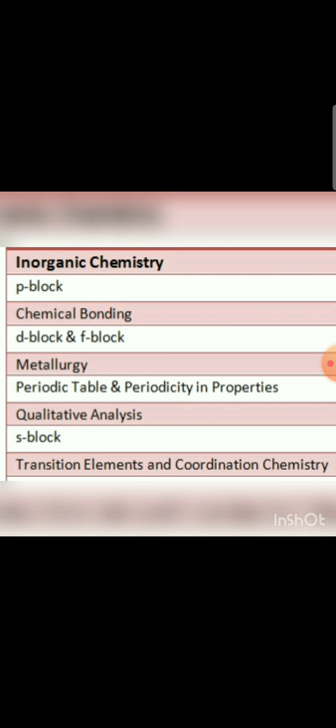Then there comes qualitative analysis, which is like qualitative analysis of sulfur, phosphorus and so on. I'll go into detail when I do that chapter. And then the S block, which has some of the least weightage of marks. And last but not the least, transition elements and coordination chemistry. This will definitely get at least 4 to 8 marks of questions in JEE Mains, NEET as well as in your IIT exams. Transition elements and coordination chemistry is the most important.